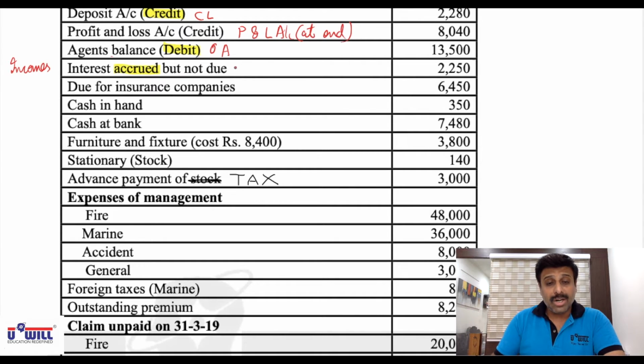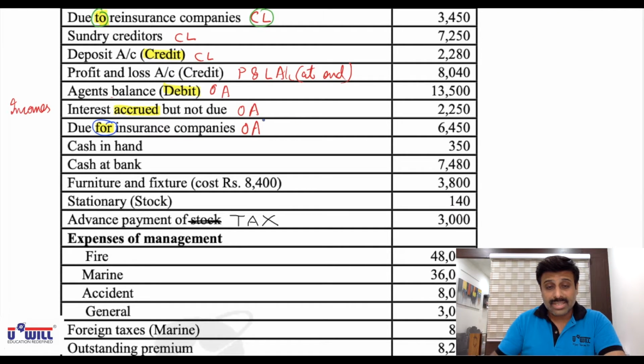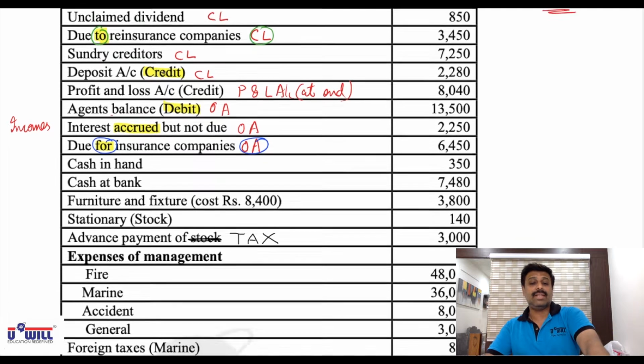So interest accrued but not due is other current assets. Due again for insurance companies means we have to receive from other insurance companies, so other assets. Here we had the word to, so it's a current liability, and here we have the word for, so it's other asset. Okay, be careful with this.